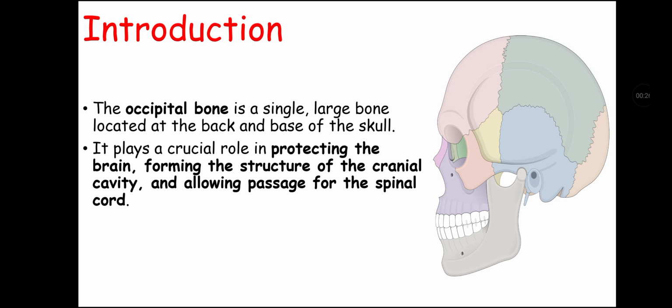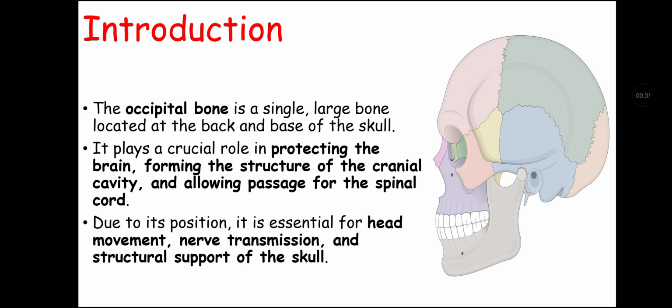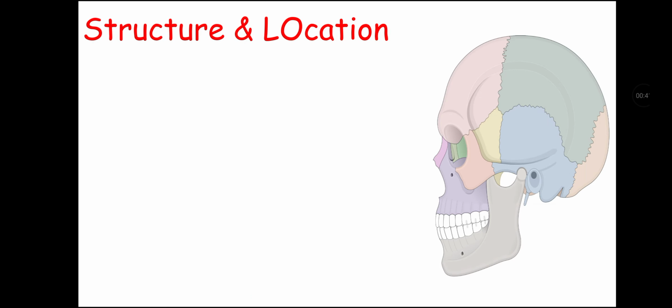diagram. It plays a crucial role in protecting the brain, forming the structure of cranial cavity, and also allow passage for spinal cord. Due to its position, it is essential for head movements, nerve transmission, and structural support of the skull. Now let's talk about structure and location of occipital bone.